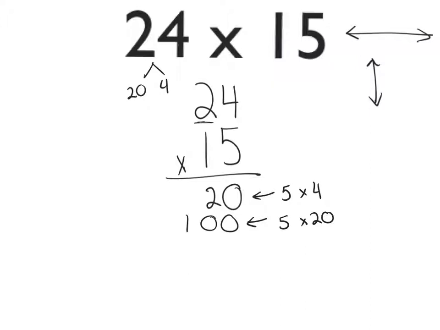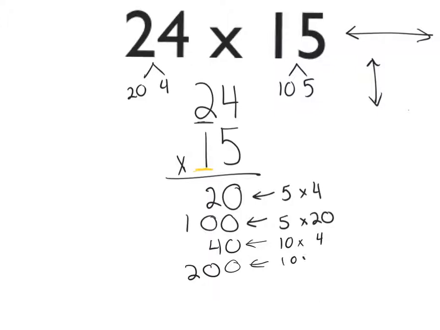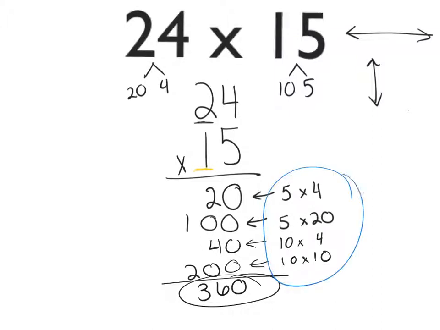So next, we have to think, well, what does this 1 represent? Think about it. You're right, it was 10 because we had 10 and 5 here. So next we do 10 times 4, and then we're going to do 10 times the 20. So if you think 10 times 4, that's 40. And then 10 times 20 is 200. And then we just have to add all that. 0, 6, 3. Look, we got 360 again. And you can see that all of these numbers are the exact same thing you did in the area model.